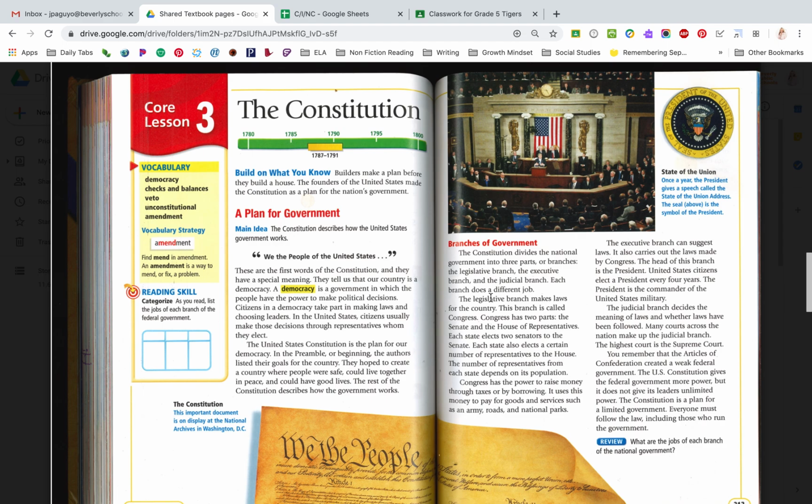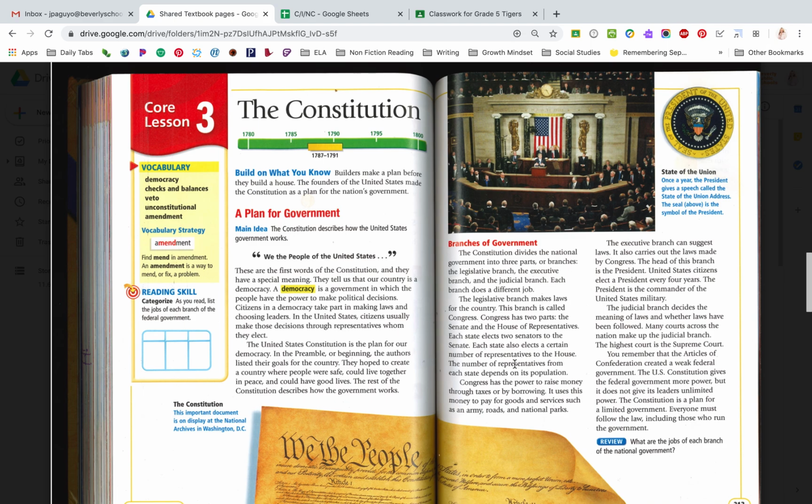The legislative branch is what makes the laws for the country. It's called Congress. Congress has two parts: the Senate and the House of Representatives. Each state elects 2 senators to the Senate, and each state also elects a certain number of representatives to the House, which is based on population. Remember that whole Great Compromise? Here it is, still in effect today. Every state gets 2 senators, and every state gets representatives based on the number of people in your state.